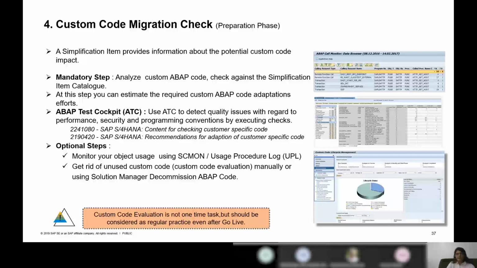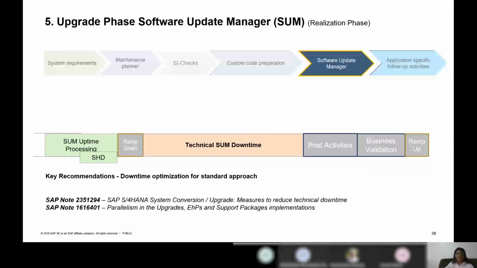This is the custom code, which has to be a mandatory step. By doing this, you can also find out the effort required for the custom code checks, right? Now coming back to your realization phase. Okay, now we have done all the preparation steps. You have acquired the systems, you have done the custom code, and we have also done the SI checks. Now we are into the execution phase.